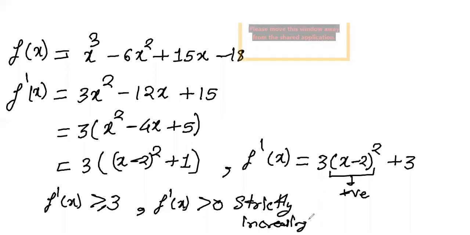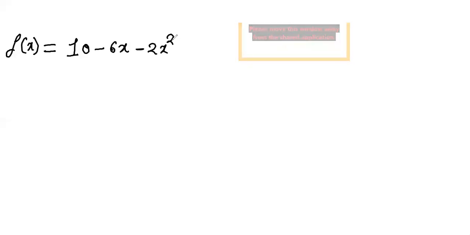Next is f of x is equal to 10 minus 6x minus 2x square. Now tell me, is this increasing or decreasing?